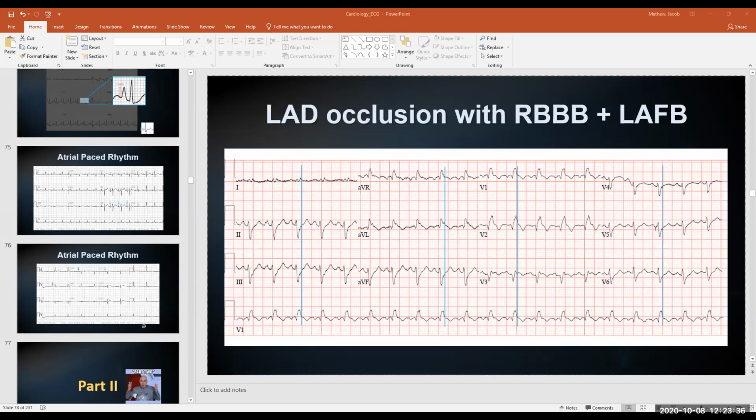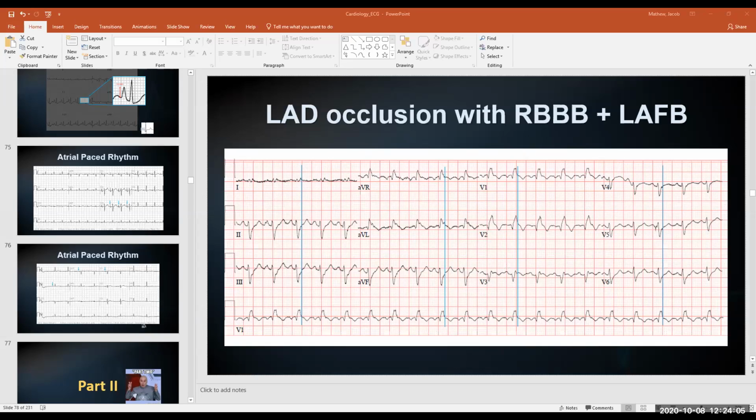If we were to look at the axis, this is a difficult one. I don't know if I'd call that positive, and then this is clearly negative. So it looks like it's probably a left axis deviation. But in this one, we can see there's a right bundle branch block and a left anterior fascicular block with a prolonged QRS and deep S waves present in 2, 3, aVF. And those two together might increase your concern for a left anterior descending occlusion.